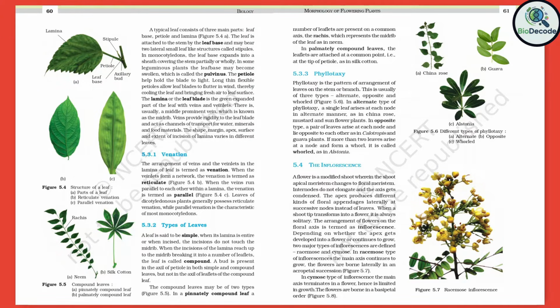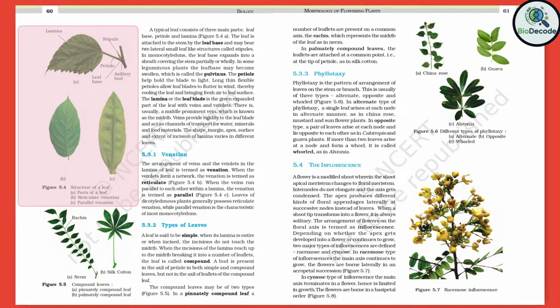Figure 5.4. Structure of a leaf. This figure shows the anatomy and venation of a leaf. Parts of a leaf include the lamina or blade, the flat surface that performs photosynthesis; petiole, a stalk connecting the blade to the stem; and sometimes stipules, small leaf-like appendages at the base.